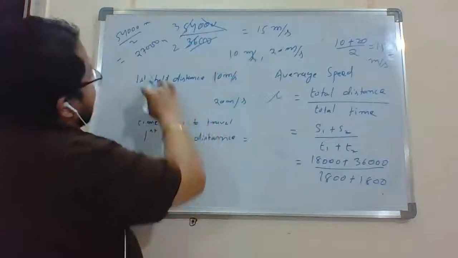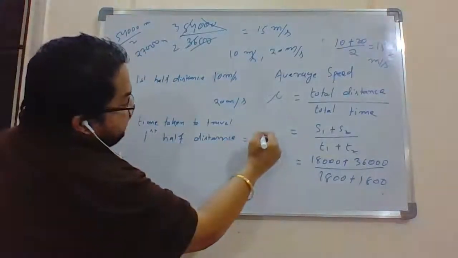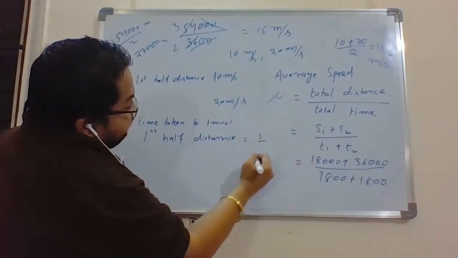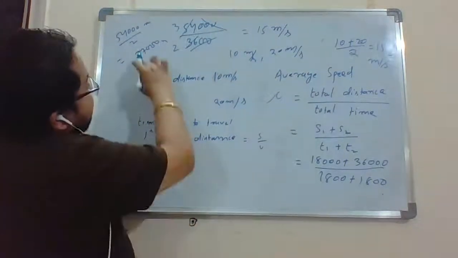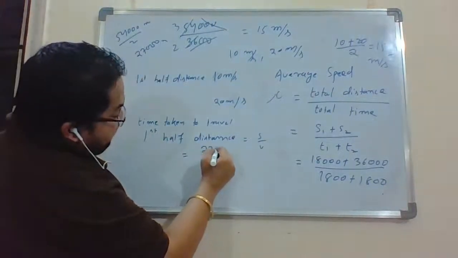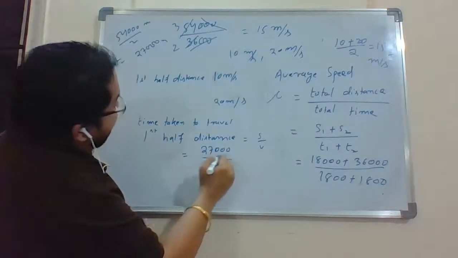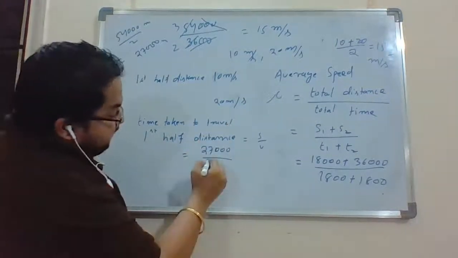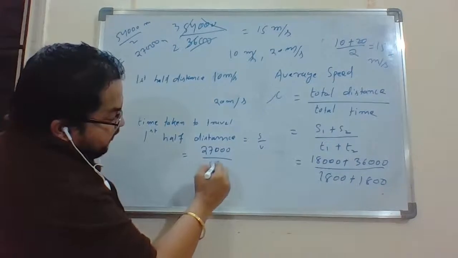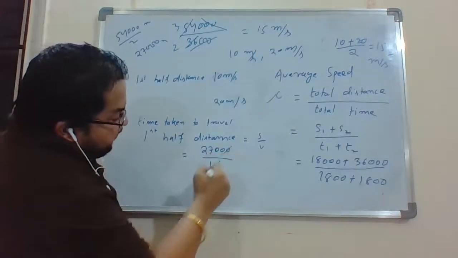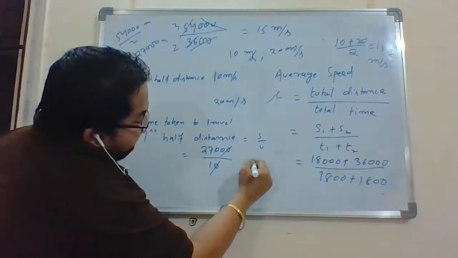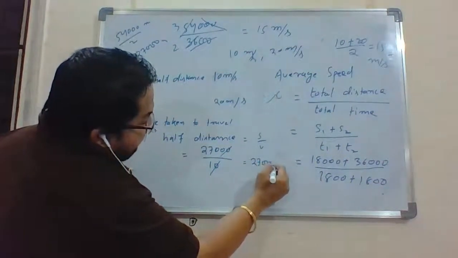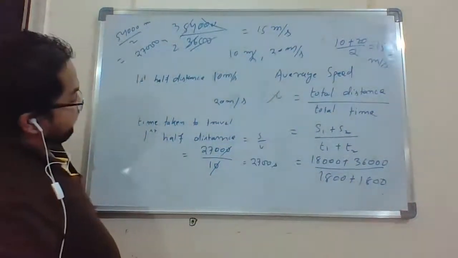It will be nothing but the distance traveled by your speed, right? So distance was 27,000 by speed was 10 meter per second. One zero goes away. So this is 2700, 2700 second. Okay.